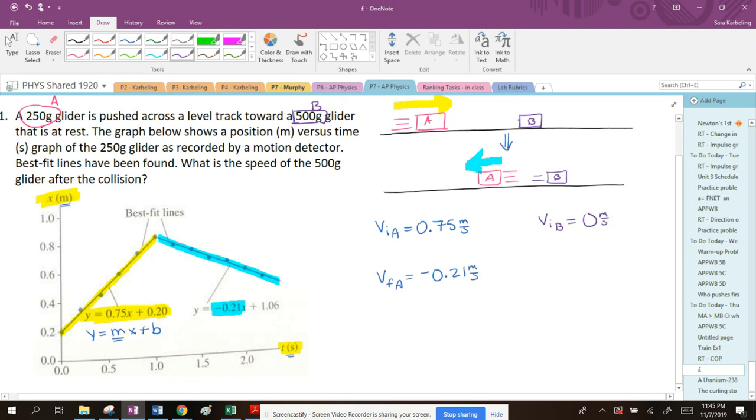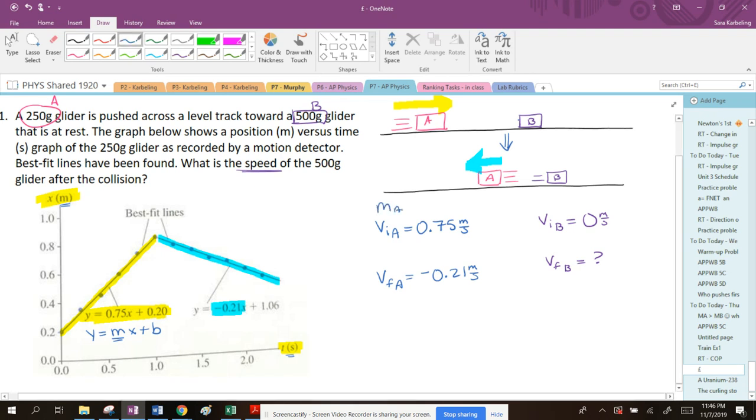And the question is asking, what is the speed or velocity of the 500-gram glider after the collision? So we are looking for the final velocity. That's our question mark here for cart B. Okay, I'm going to go ahead and add in our masses.